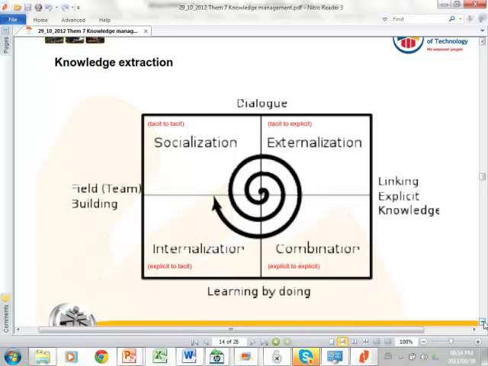Then you need to also take the explicit and make it tacit. Because remember that when it's tacit, I'm doing it because I know how to do it. So think about it, those of you that can drive. How many of you can drive? Okay, hold on. Let's make it something that all of you can do. How many of you can write?